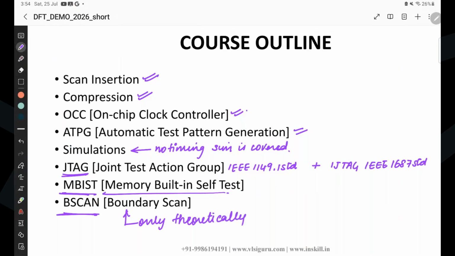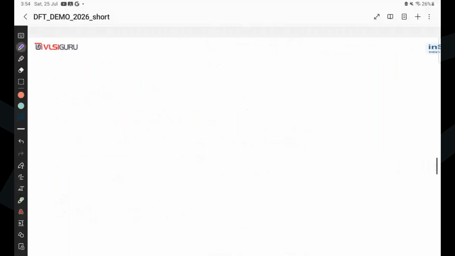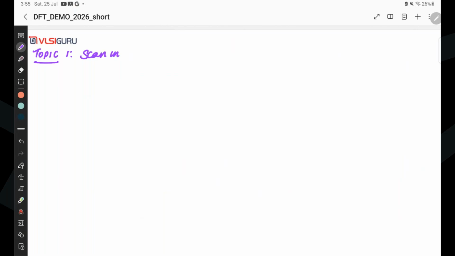So now let me give you an idea of what all things will be covered in each topic. The first topic here is scan insertions. Topic one is scan insertions.